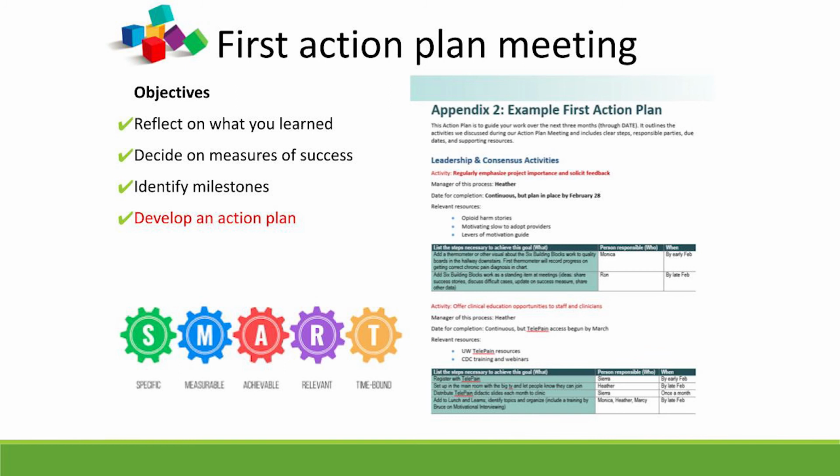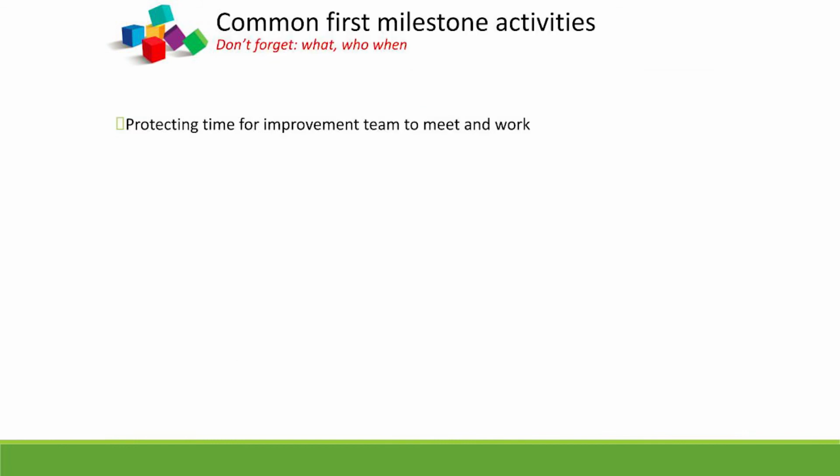What are some of the milestone activities that clinics often will start with? So something as simple as just protecting time for that opioid improvement team to meet and work is a really simple and important, achievable first milestone activity. So having the team think through how often are we going to meet, where are we going to meet, who's going to set that up, et cetera, is really essential to moving the work forward.